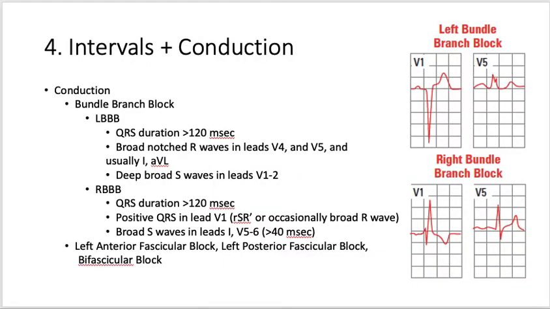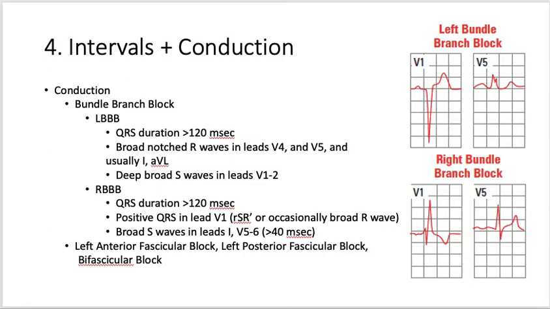Next, looking at the conduction of the electrical activity down the heart, looking for any blockages or any bundle branch block. The characteristics of left and right bundle branch block are listed below. So if you see any of the criteria, it can point to there being a bundle branch block, depending on which finding you see.